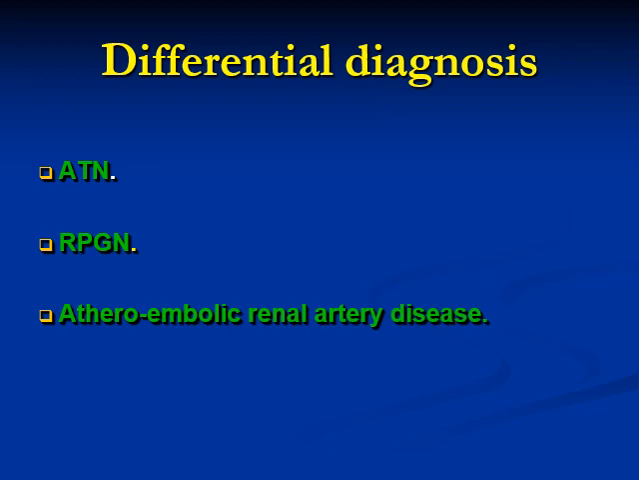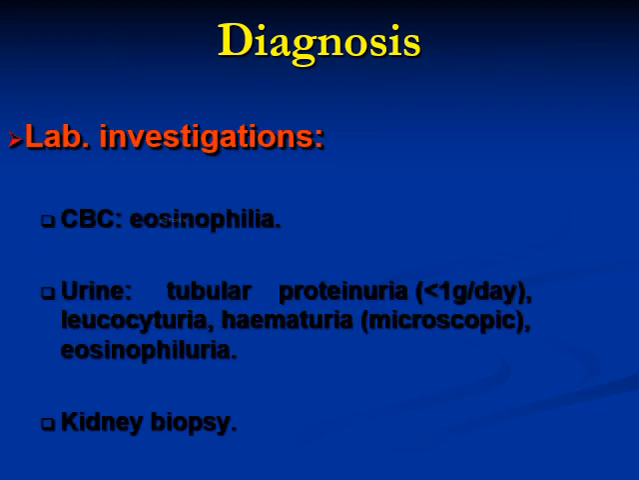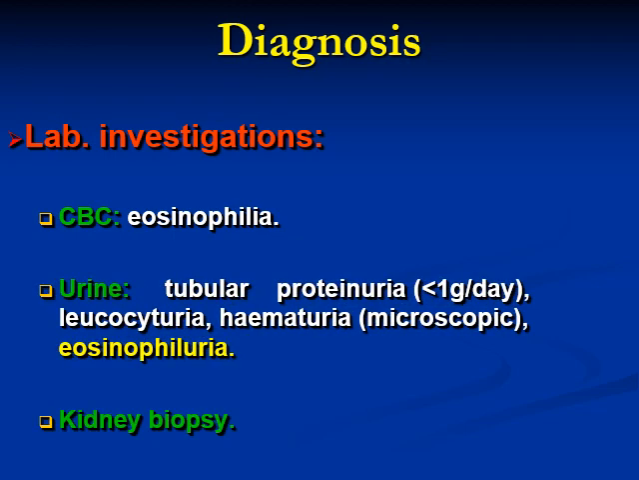When the patient develops an acute interstitial nephritis, it has to be differentiated from other causes of an acute kidney injury, including acute tubular necrosis, a rapidly progressive glomerulonephritis, and an atheroembolic renal artery disease. The diagnosis of acute interstitial nephritis starts from the history, with exposure to a drug or infection, the clinical presentation of a hypersensitivity syndrome with an acute kidney injury, and finally the laboratory investigations.